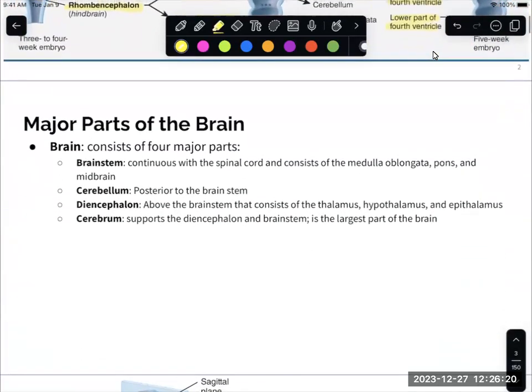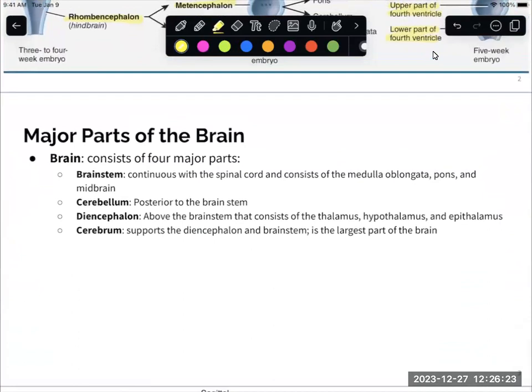So the main parts of the brain. We have the brain stem. The bottom portion of that brain stem is continuous with the spinal cord. It has three separate sections to it: the medulla oblongata, or medulla, pons, and then midbrain. The cerebellum is behind the brain stem. It's in the lower portion of your skull in the back. I mentioned the diencephalon keeps its name: thalamus, hypothalamus, epithalamus. And then we have the cerebrum.